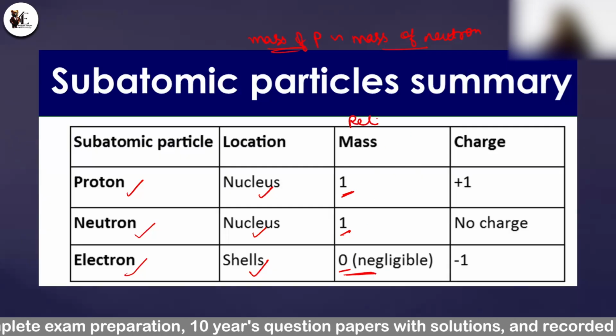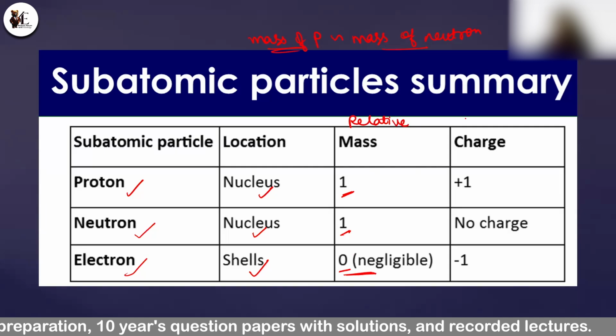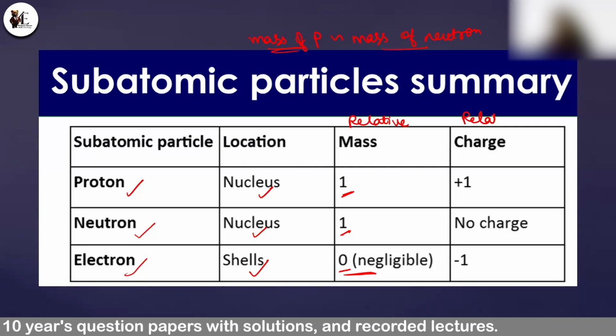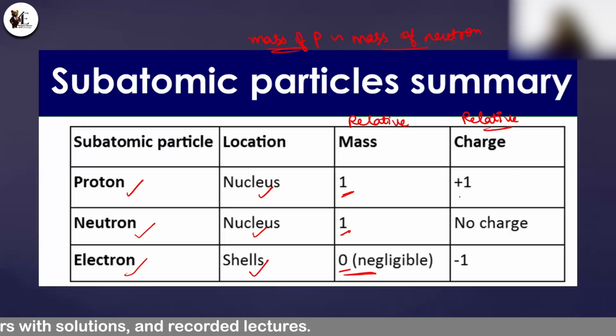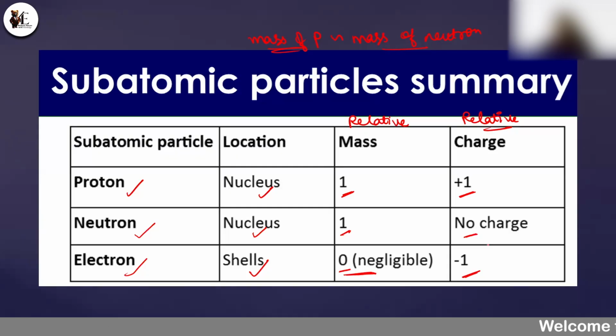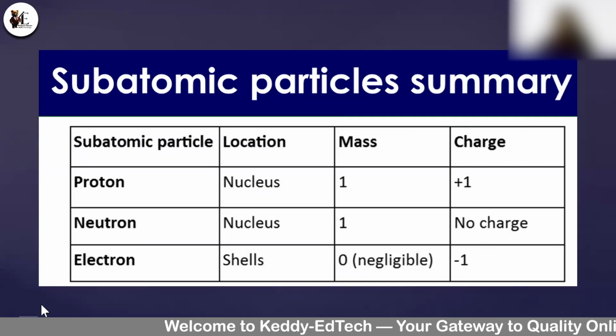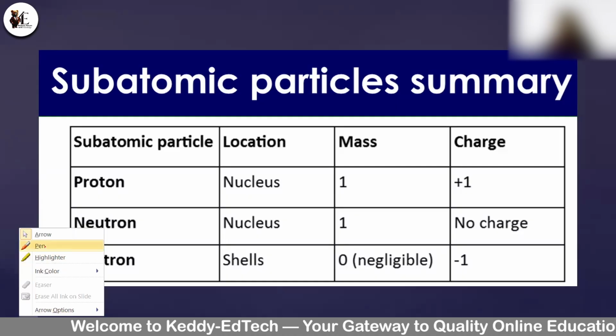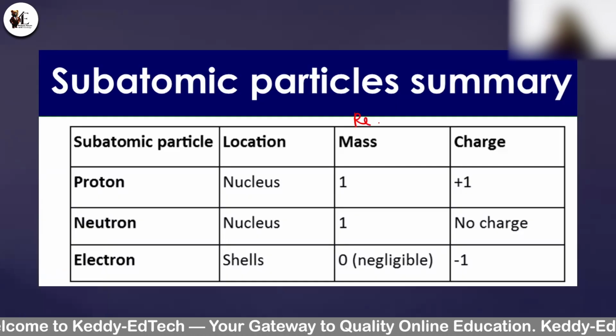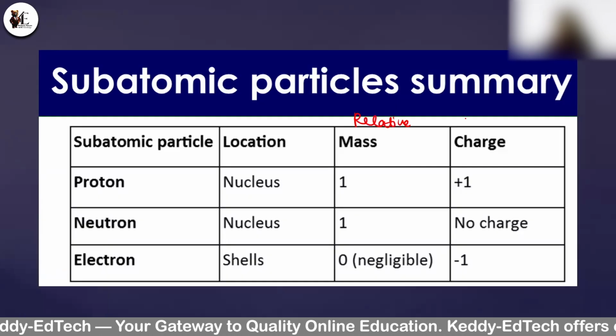I am talking about relative masses. Relative means in comparison with the other particles, and I am talking about the relative charges in comparison to the other particles. So relative charge, I already told you, proton is +1, neutron is 0, and electron is -1. So what you have to remember from here is that mass of proton and mass of neutron are equal, whereas the mass of electron is negligible. Is it clear? These are your relative masses and relative charges. Exact values are different.